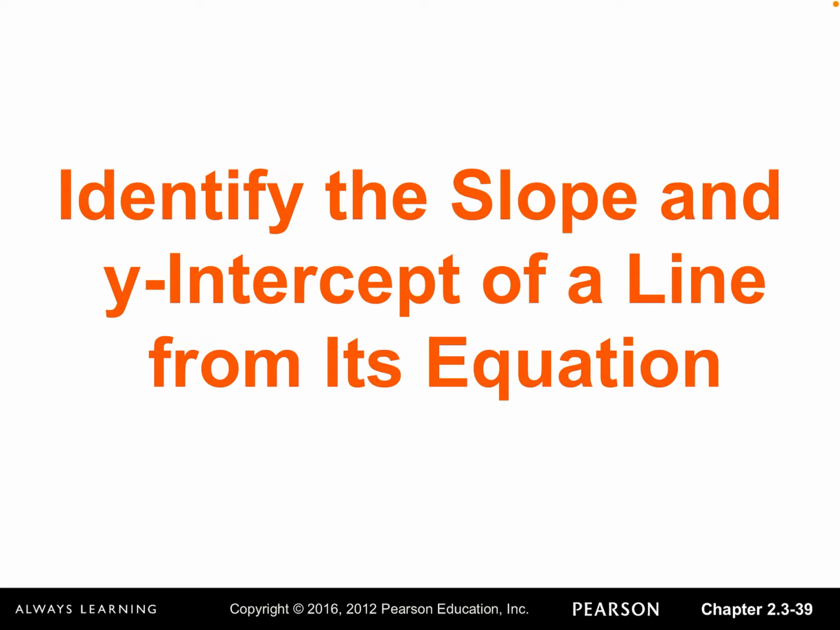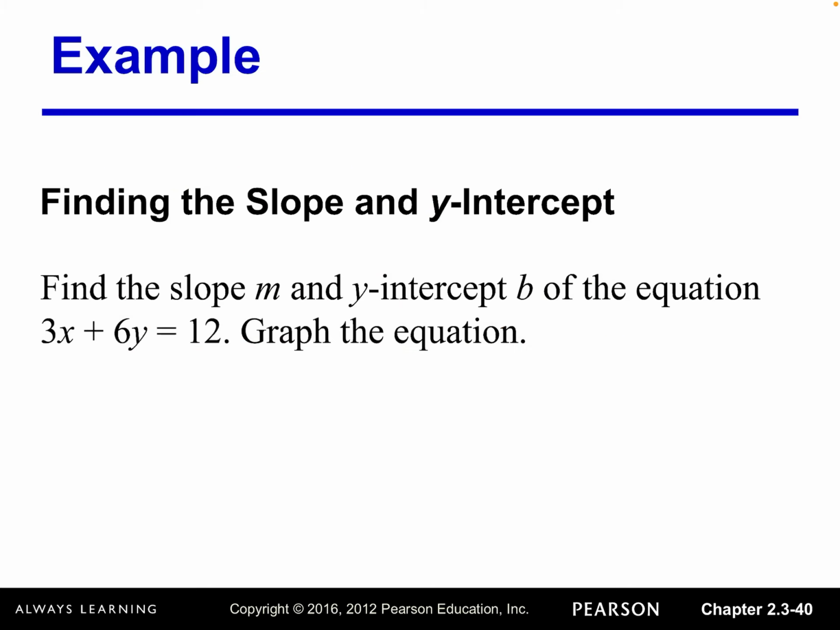Now let's see how we can identify the slope and y-intercept of a line from its equation. From the previous section, we know that if the line equation is given in slope-intercept form, we're able to identify the slope and y-intercept right away from the equation, right? So what if the line equation is not given in slope-intercept form, and the problem still asks you to identify the slope and the y-intercept? If that is the case, we would like to rewrite any linear equation into slope-intercept form.